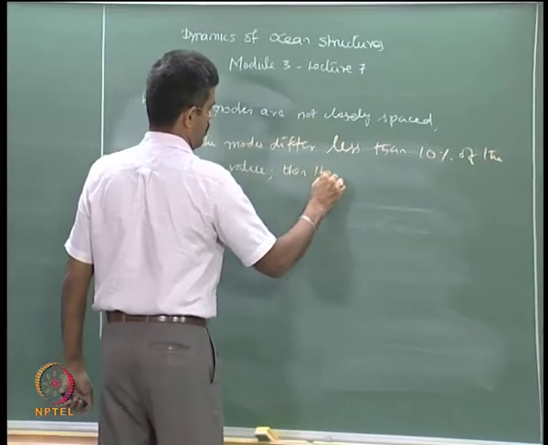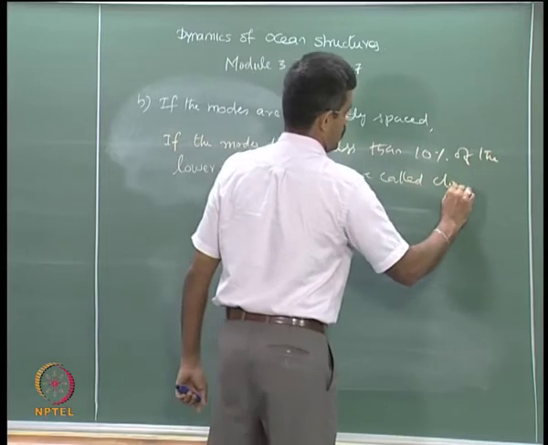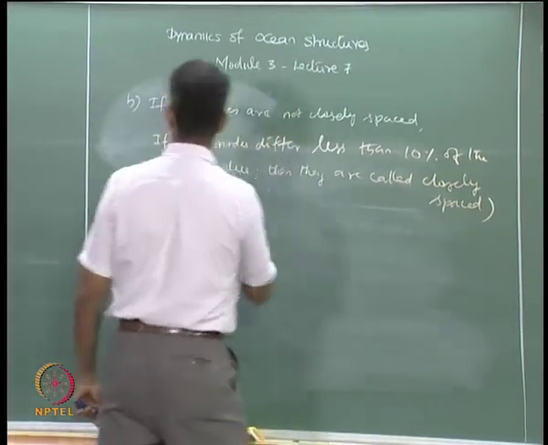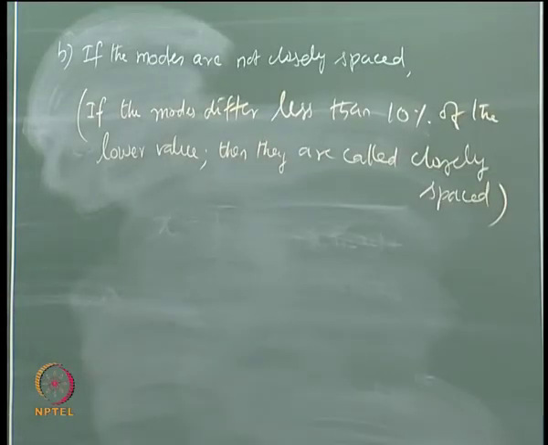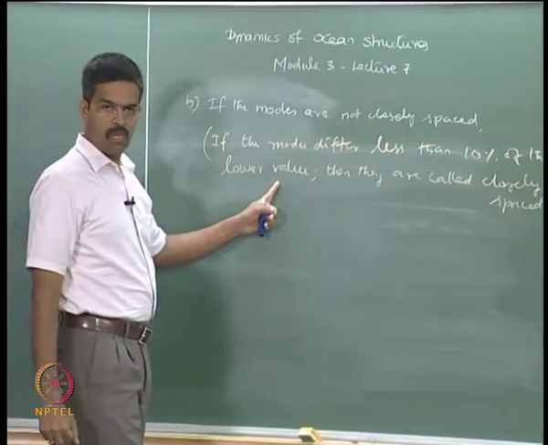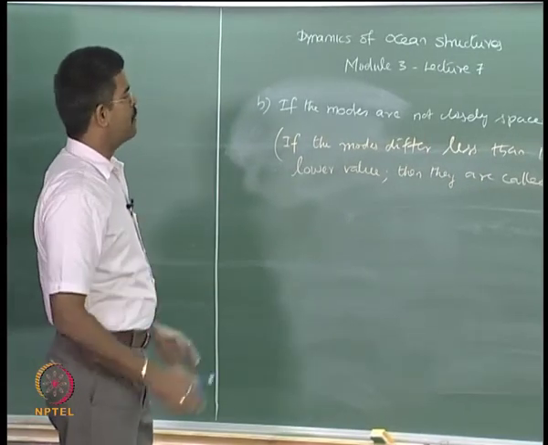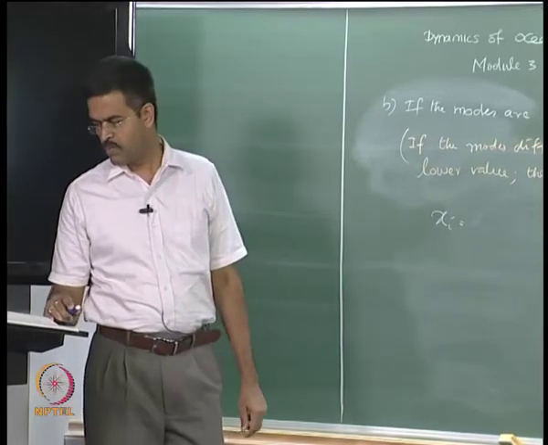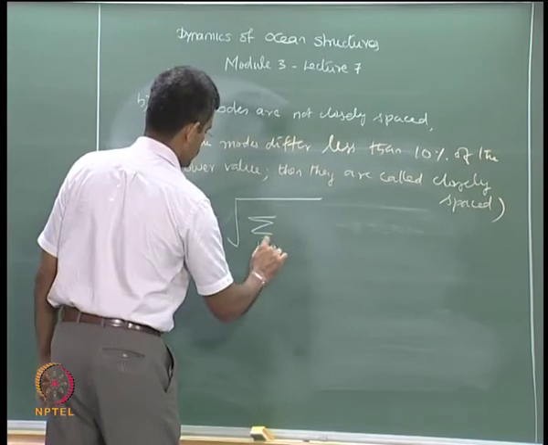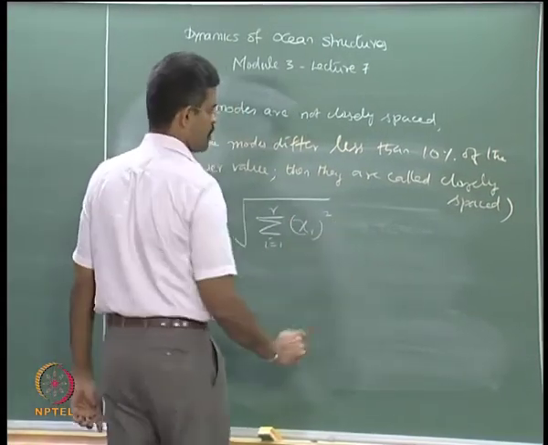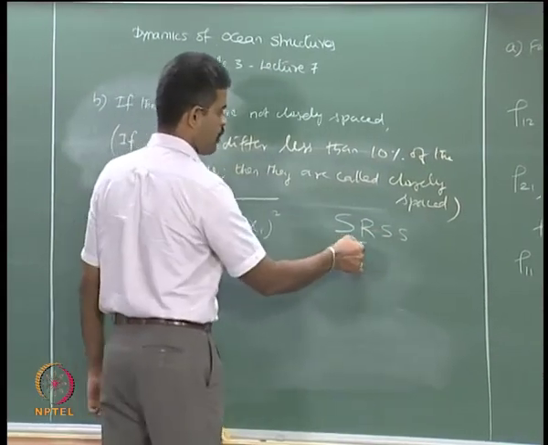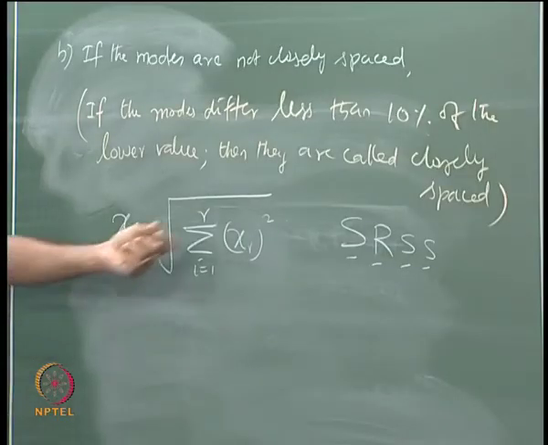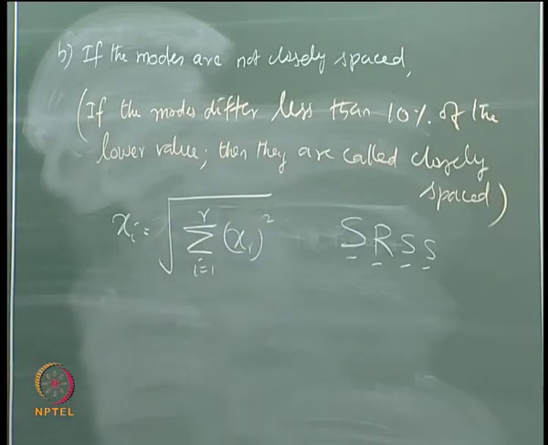Suppose you have frequencies whose values differ successively by less than 10% of the lower value, then we call them closely spaced frequencies. Suppose in your example you do not have closely spaced frequencies, then the maximum response can be worked out using a simple statistical rule which we call the square root of sum of squares. So I take the square, sum them up and take the root. It is a very simple statistical combination which can be employed if the modes are not closely spaced.